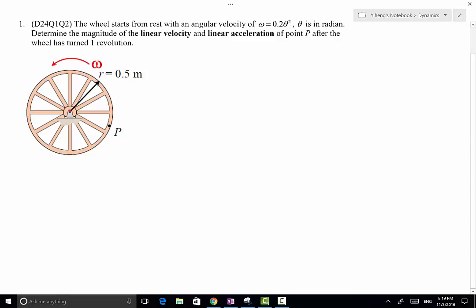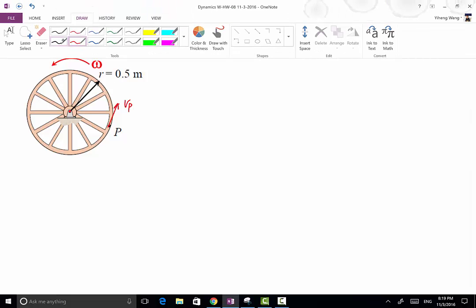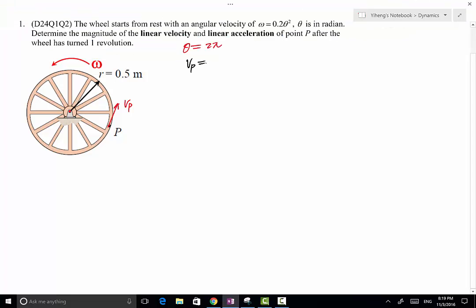And what is 1 revolution? That is when theta, the angular displacement, equals 2 pi. So in this problem, the linear velocity of this point P on this body rotating about a fixed axis is always tangent to the path. The path of point P is going to be a circular path. So VP is tangent to the path, and its magnitude is determined. How is it related to omega? It equals omega times r, r being this radius of rotation.